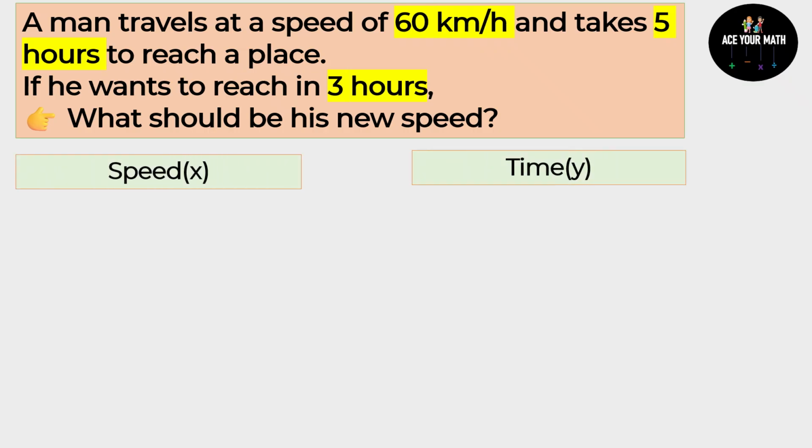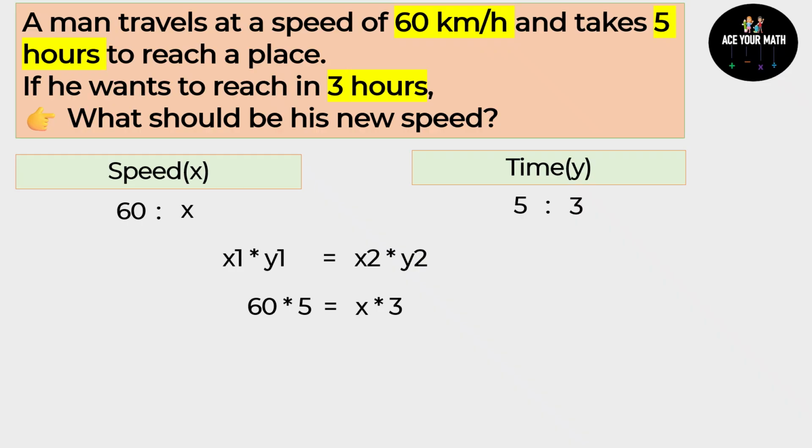So you can write speed and time. For 60 kilometers per hour, he is taking 5 hours. Now to reach in 3 hours, how much speed should he take? That you will assume as x because that we need to calculate. Now since it's an inverse proportion question, you can directly put it in the formula, which is x1 y1 equals x2 y2. Write down the values. It is 60 into 5 equals x2, which you need to calculate, so I'm representing it by x, and y2 is 3. 60 into 5 is 300, which is equal to 3x. x is 300 divided by 3. So x is 100 kilometers per hour. So to reach in 3 hours he has to increase his speed from 60 to 100 kilometers per hour.